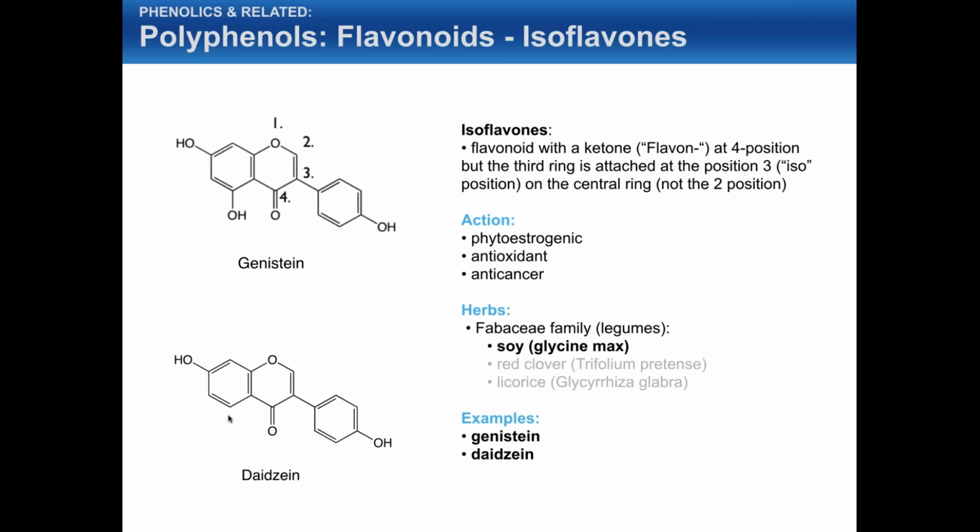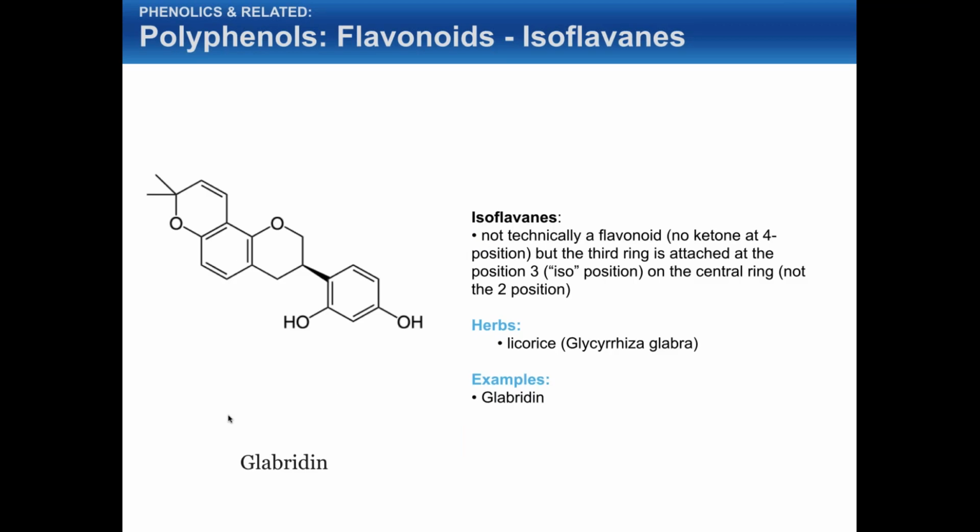And I think it's important that you know that soy is some of the main sources. Red clover is also a source, as is licorice. And it's worth knowing that genistein and daidzein are two examples of that. Okay.